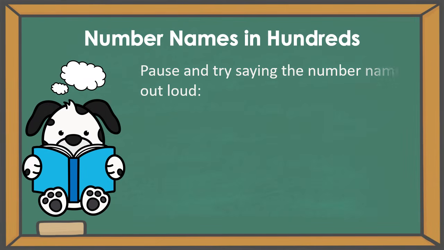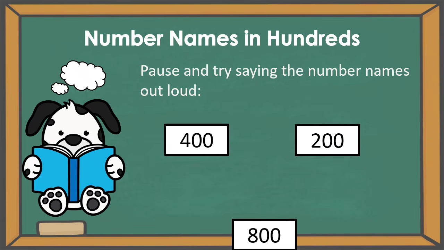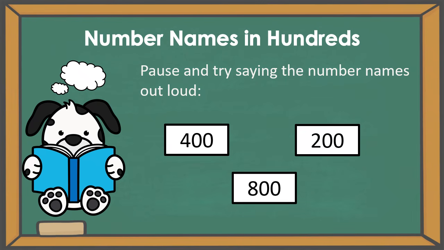Now pause and try saying the number names out loud. 400 means its name is 400. 200, 200. 800, 800.